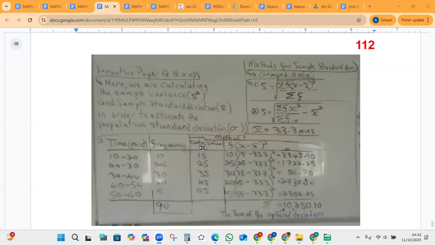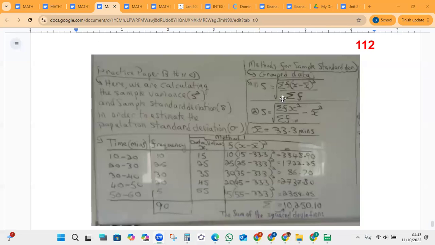And the data value is X, which is the midpoint of the intervals. So the midpoint of 10 and 20 is 15, 20 and 30 is 25, etc., up to 50 to 60, which is 55. These midpoints will serve as the data values, whose symbol we use as X. So whenever you see X, you've got to say data values.